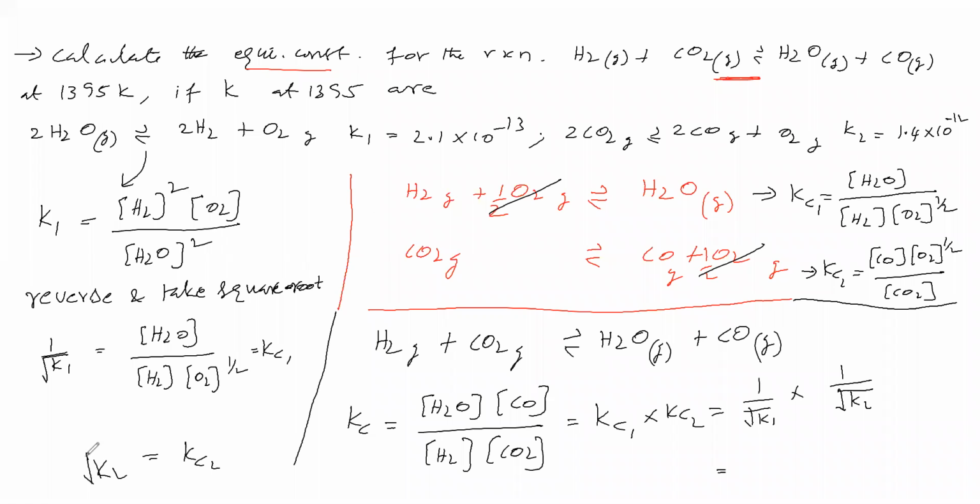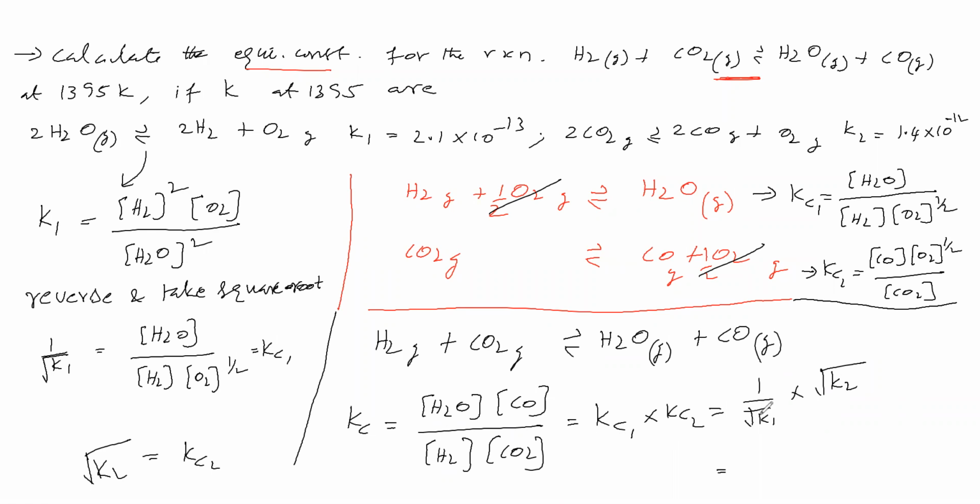Therefore, for Kc2 we will take the square root of K2. Why? Because this CO2 equation we have not reversed, we have just divided by 2. Therefore, we will take square root only. So here we write square root of K2 only.